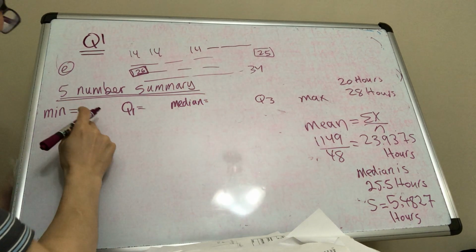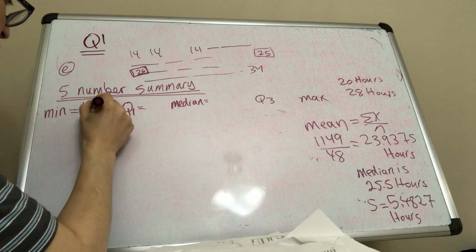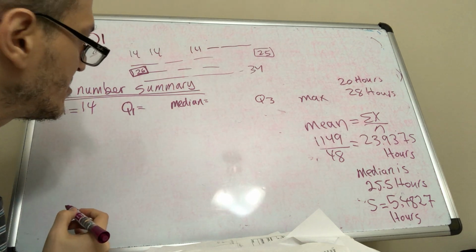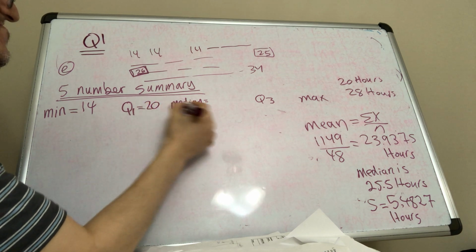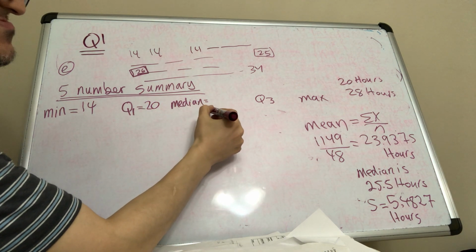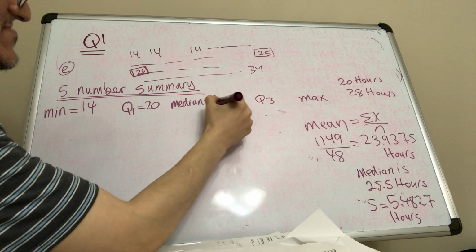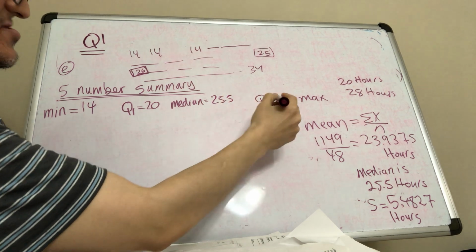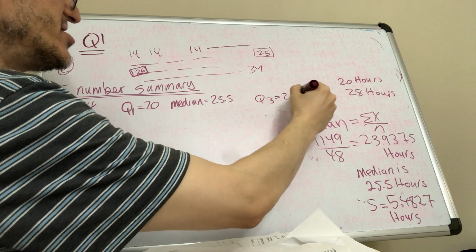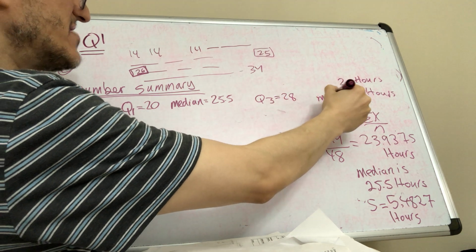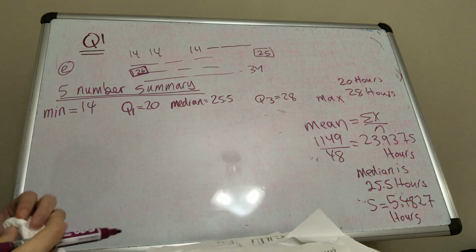Your minimum, the smallest number in the list, is 14. Your Q1, we did it, it's 20. Your median, we did it, and it's 25.5. We did Q3, and it's 28. And the max would be 34.